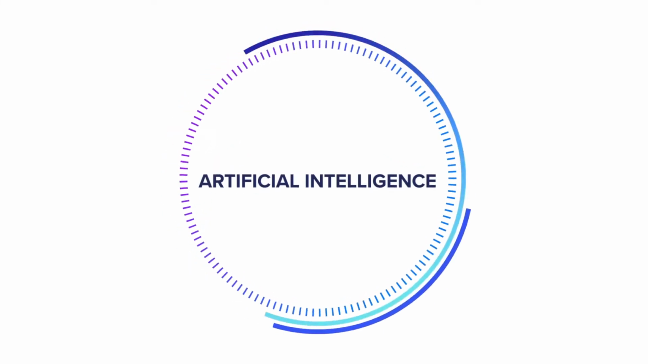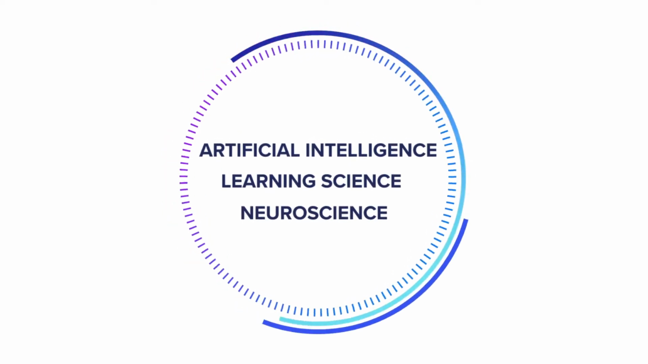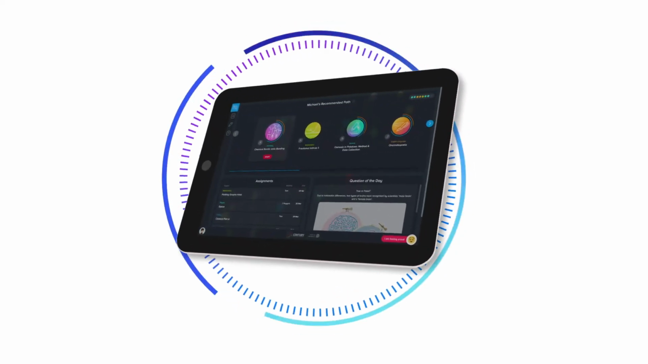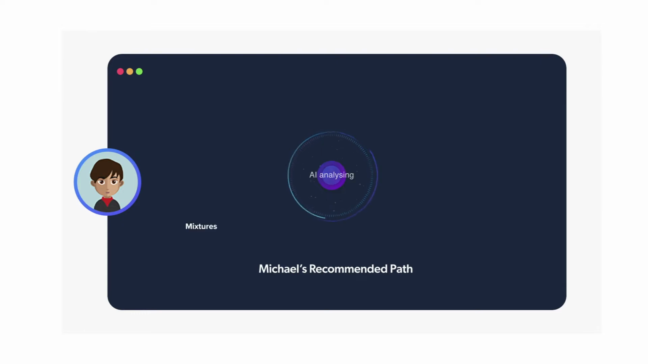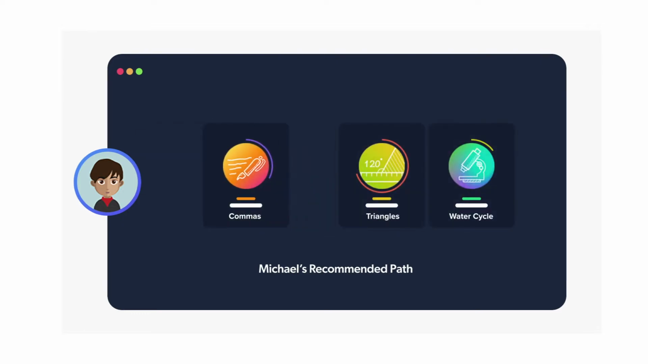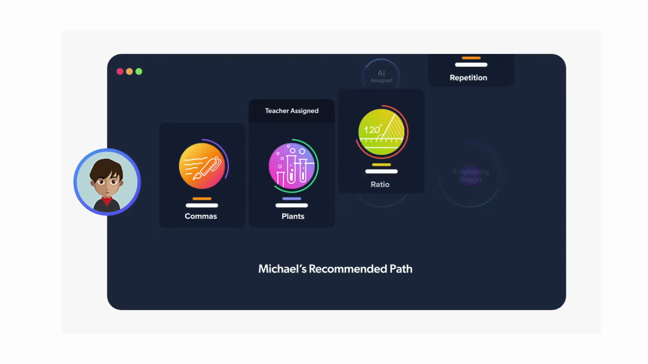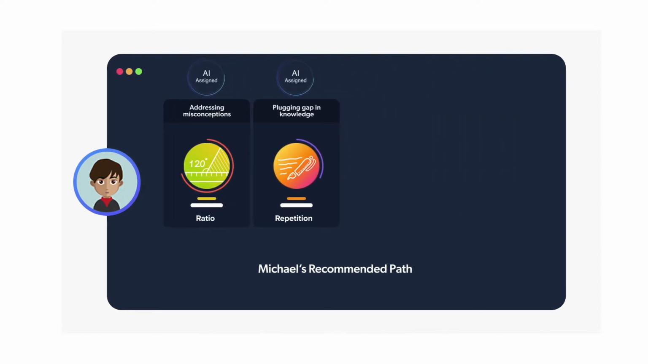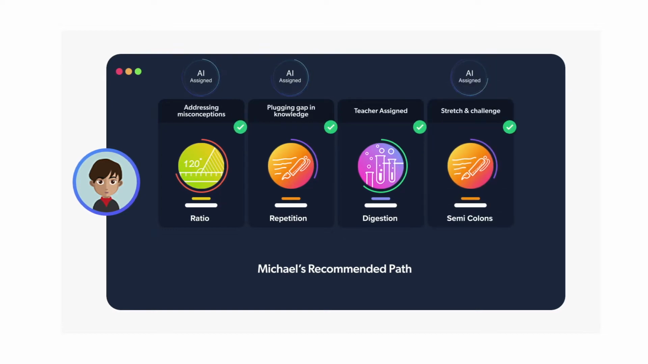It combines artificial intelligence with the latest research in learning science and neuroscience to create an intervention tool like no other. The platform works in three ways. Kai, Sentry's AI engine, tracks every interaction for each student, identifying their specific needs and preferences. It creates a constantly adapting recommended path that provides each learner with tailored content that helps them progress.